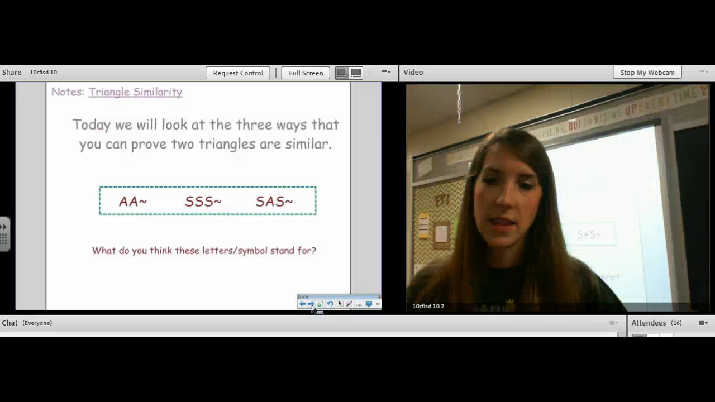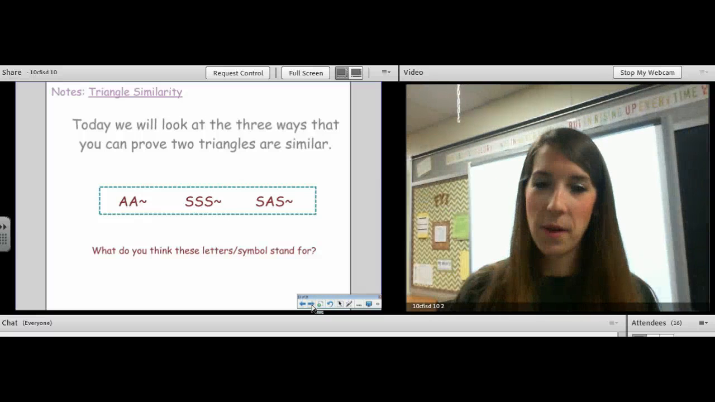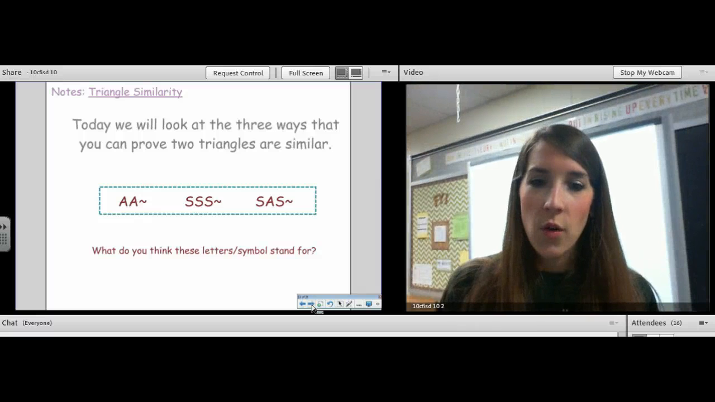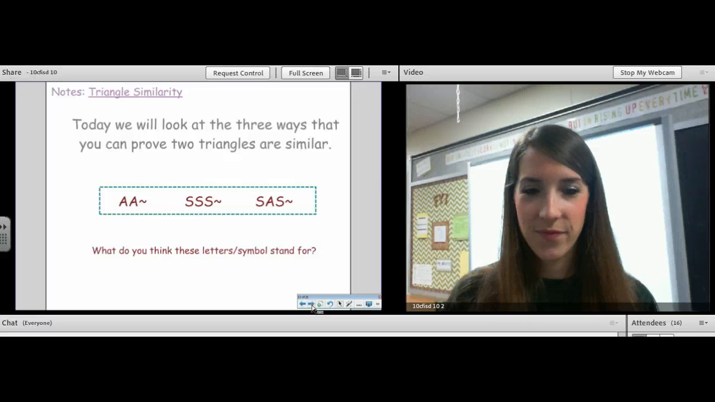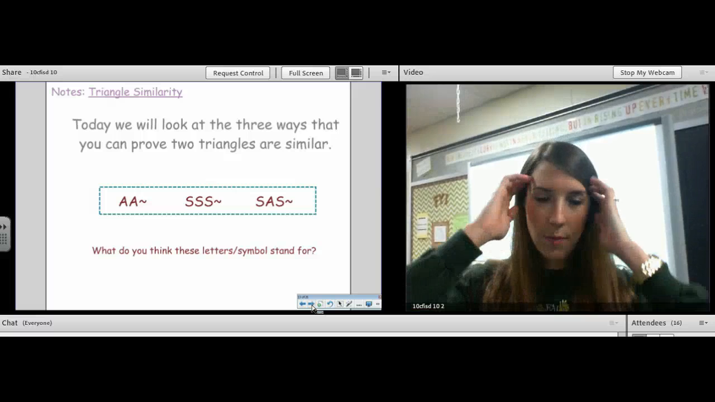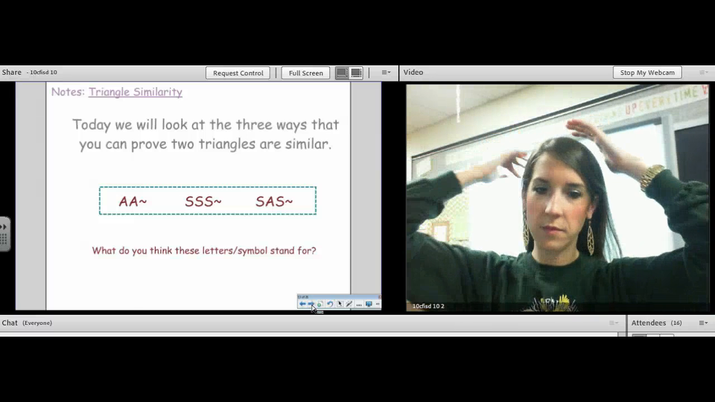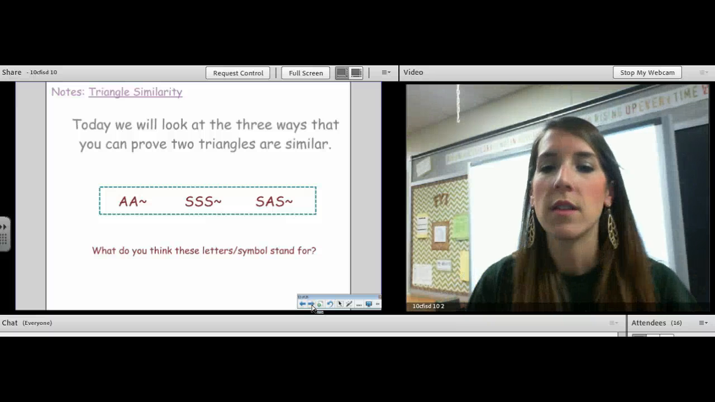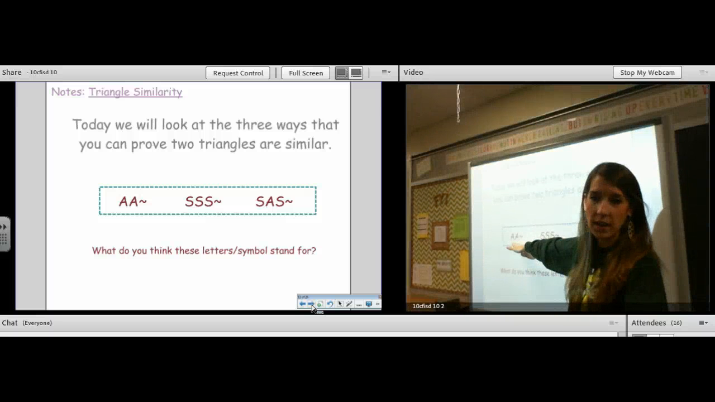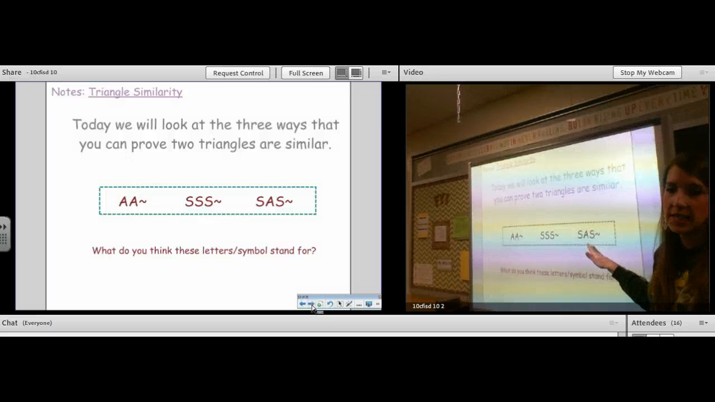So you can write these at the top if you would like. We're not going to discover them. I'm just throwing them at you. What do you think that stands for? No, Austin, that's congruent. Similar is just a squiggly. So this is angle, angle similarity, side, side, side similarity, and side, angle, side similarity.